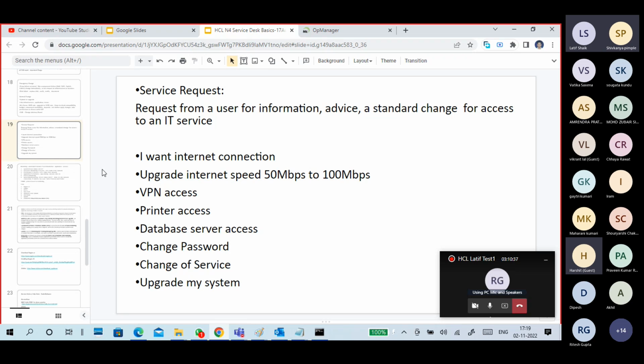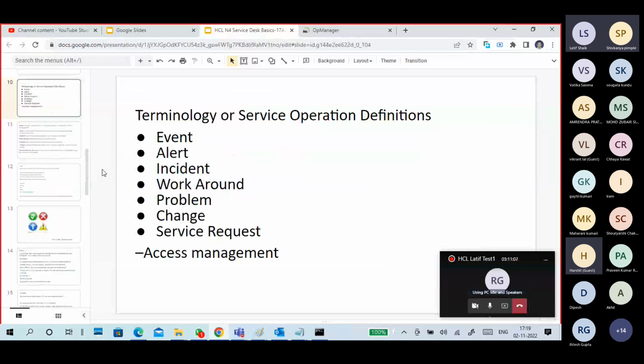I want an upgrade of my laptop. If the company gave me a laptop with 4 GB RAM, that is not enough, I need 8 GB or 16 GB, so I ask them to add more RAM to it. That is an upgrade of my system. This is a service request. So this is overall your terms: events, alerts, incidents, workaround, problem, change, service request.